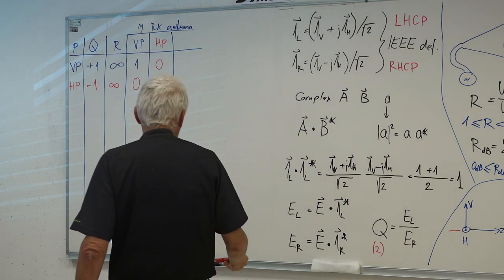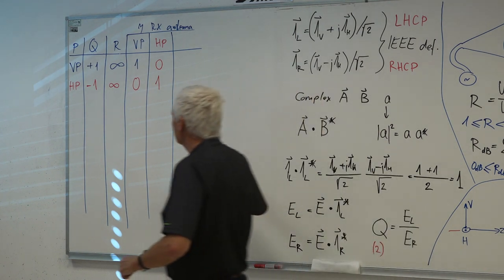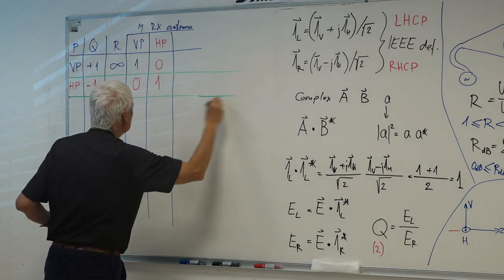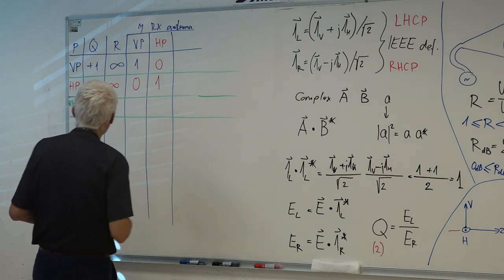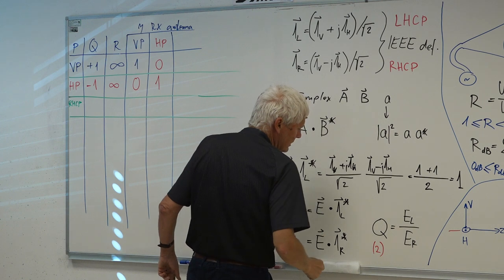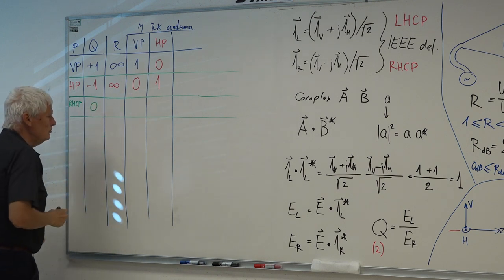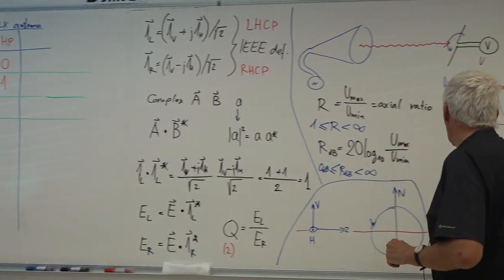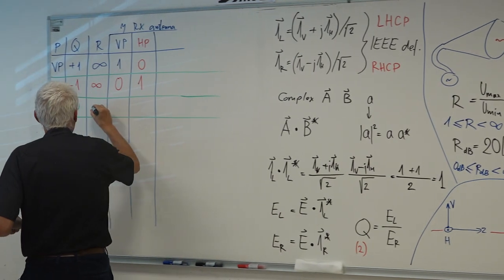Now let's try a slightly different example. A right-hand circular polarization. With a right-hand circular polarization antenna, what is Q? Q should be exactly equal to zero. There is no left-hand electric field from an ideal right-hand circular polarization antenna. So this is zero. What is now R? 1 plus 0, 1 minus 0 is 1. R is 1. The axial ratio is 1.